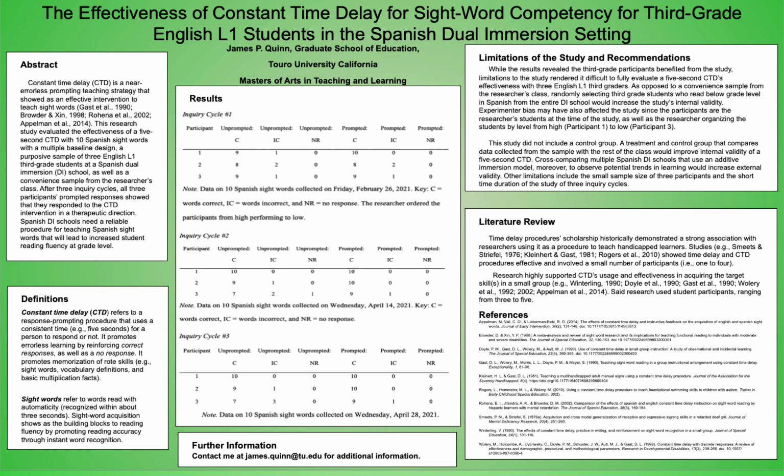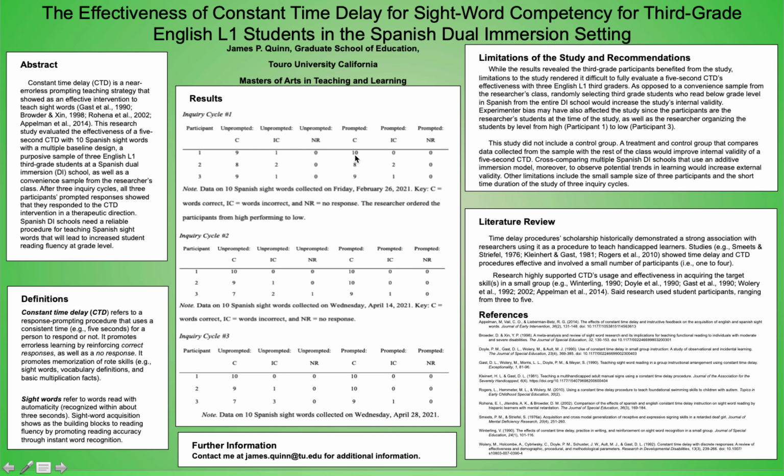And inquiry cycle number 1, data was collected on Friday, February 26th, 2021. And IC stands for incorrect, C stands for correct, NR stands for no response. And you could see how participant 1, as predicted, scored the highest across unprompted, prompted, if you're just looking at those two columns.